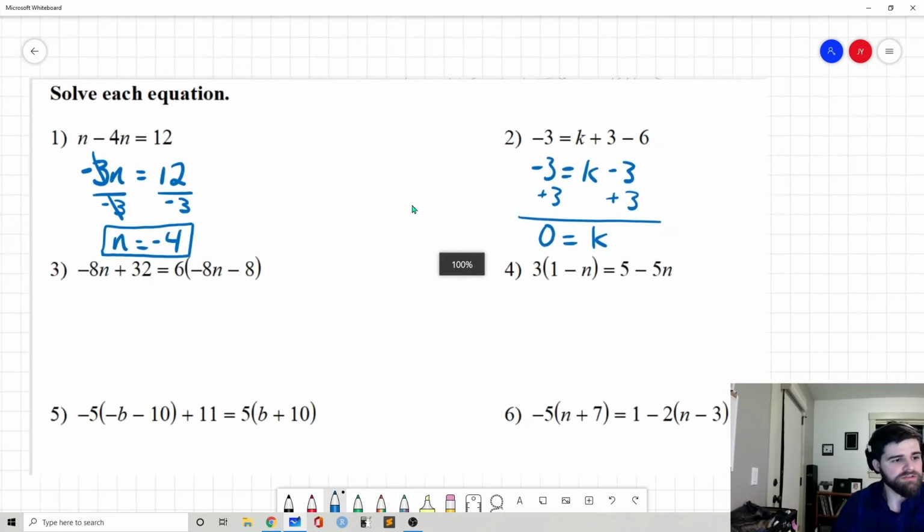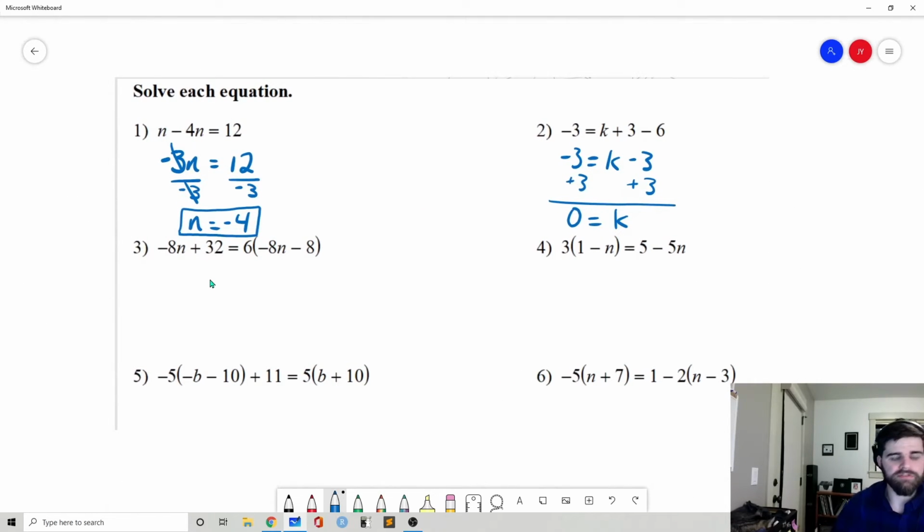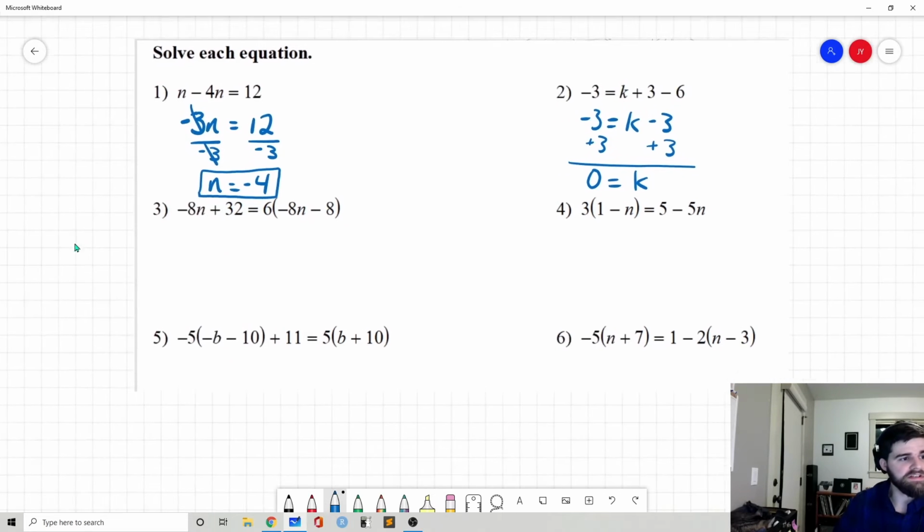Now keep in mind, as you're working through these problems, you can always check yourself. So if I get k is equal to 0 and I'm feeling unsure about that answer, I can go back and plug it into the beginning and see if that comes out right. 0 plus 3 is 3, minus 6 is negative 3. So that seems right. We can do the same thing over here. Negative 4 minus negative 16, so negative 4 plus 16 would give me 12.